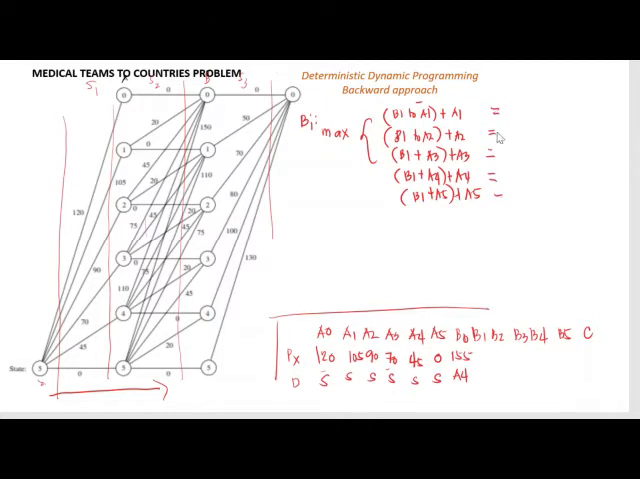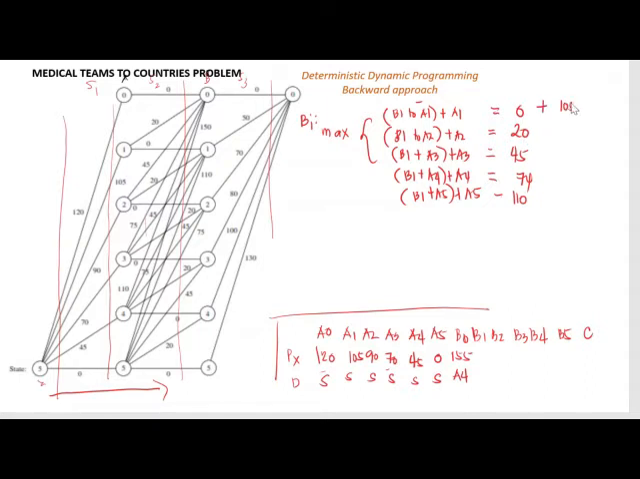So, B1 is 0. B2 is 20. B3 is 45. B4 is 75. B1A4, I'm sorry, B1A4 is 75. And B1A5 is 110. Okay?